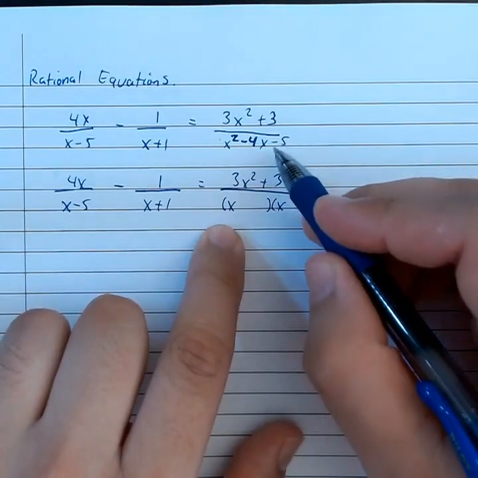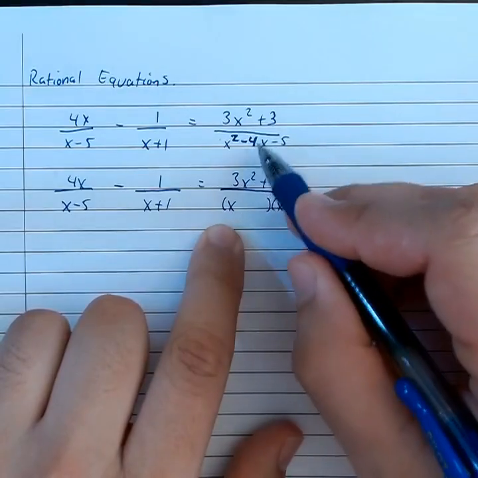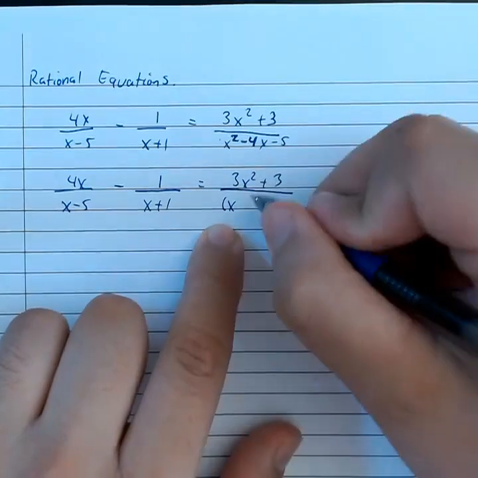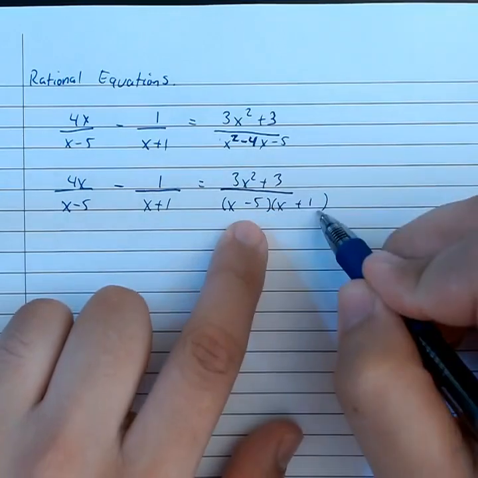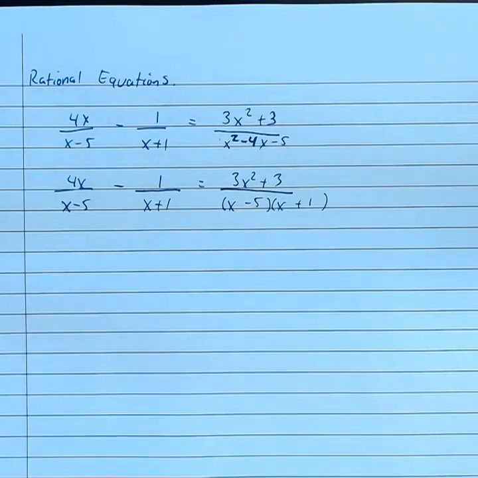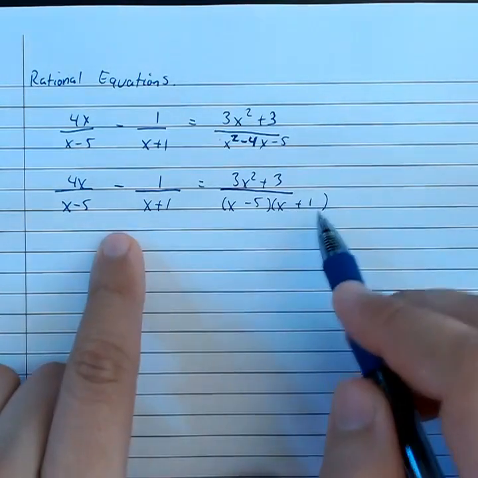And now we want two numbers that when multiplied together give us this negative 5, and when added together give us this negative 4. Well, that's going to be negative 5 and positive 1. After all, negative 5 times positive 1 is negative 5. Negative 5 plus 1 is negative 4. So your first step is factor out all of the denominators, or at least all the ones that can be factored.